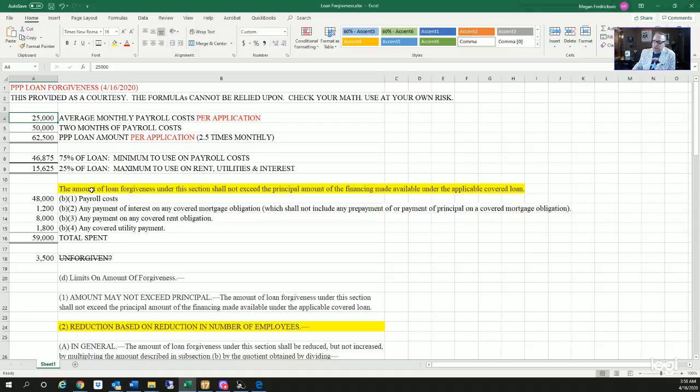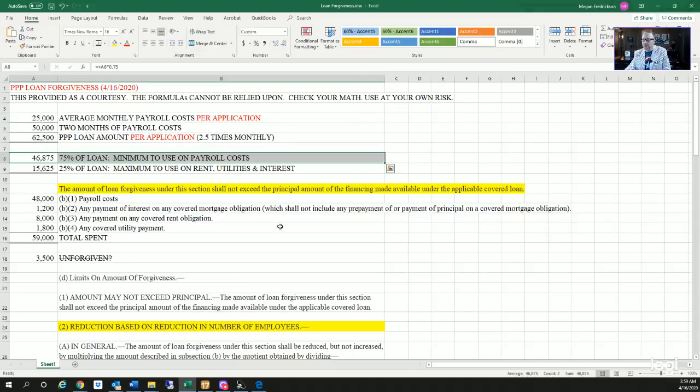So let's go with some numbers here. If you look at your application, what was the average monthly payroll cost per the application? In this example, we're going with 25 grand. Now, this was not on the application, but what is 2 months worth? Well, 50 grand. So you have your monthly, and then the monthly times 2.5. So when we hear you have to use 75% of your loan for payroll, and then 25% max for rent, utilities, and interest.